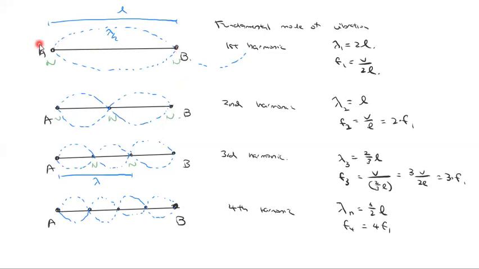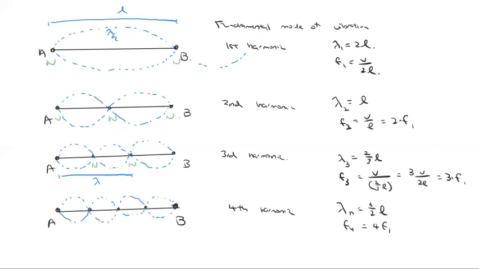So if you've got a string fixed at both ends, which they usually are, then the only way that can happen is that you either have this frequency or this frequency or this frequency, or basically any multiple of the fundamental frequency is possible. Any whole number multiple of the fundamental frequency is possible, but anything in between is not, okay? Anything in between is not possible.